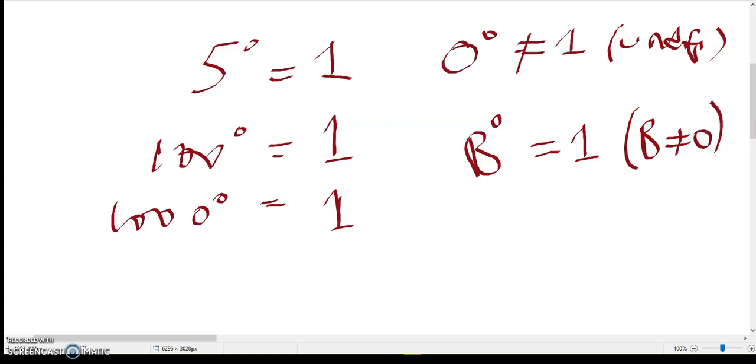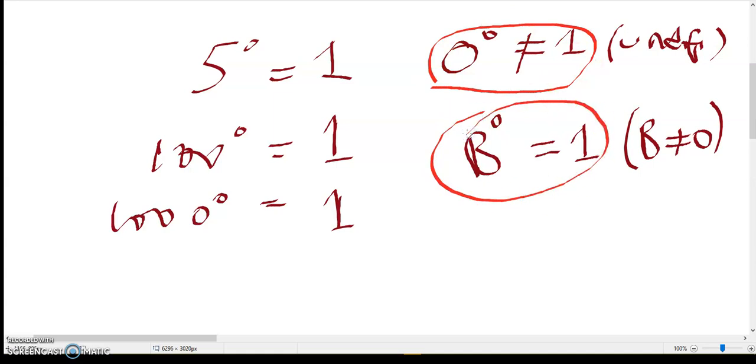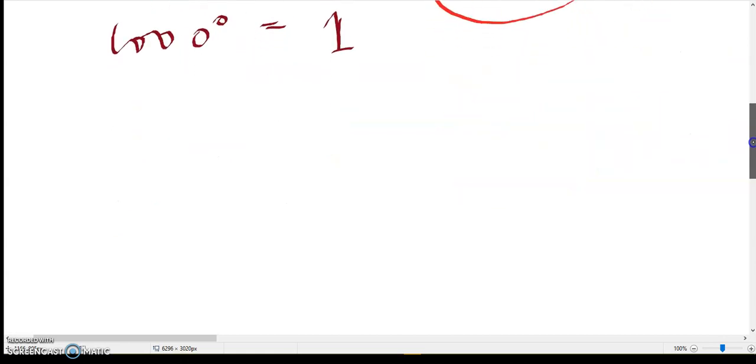Any number b raised to the power 0 is equal to 1 as long as b is not equal to 0. So basically in this video I'm going to answer these two questions. Why is it that whenever you have any number except for 0, when that number is raised to the power 0, you always have a 1? And why isn't 0 to the power 0 equal to 1? So this is the knowledge that you are expected to acquire from this video. So now on with our video.